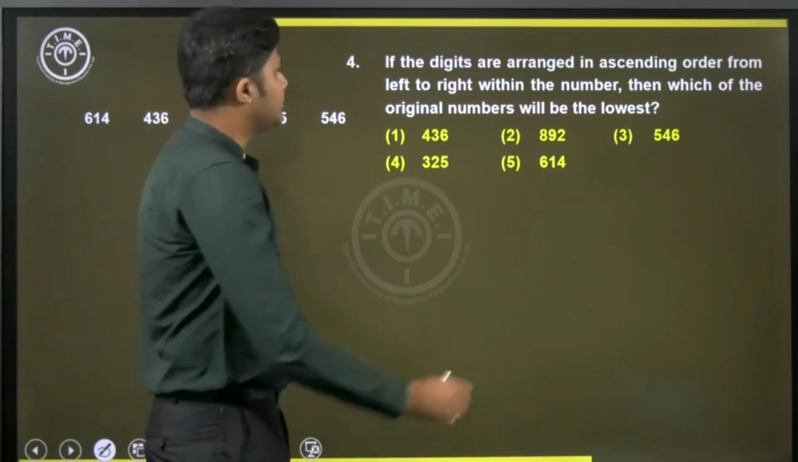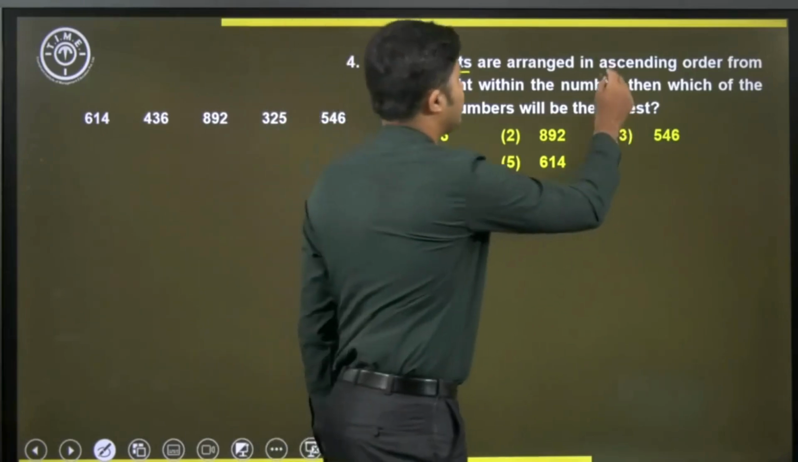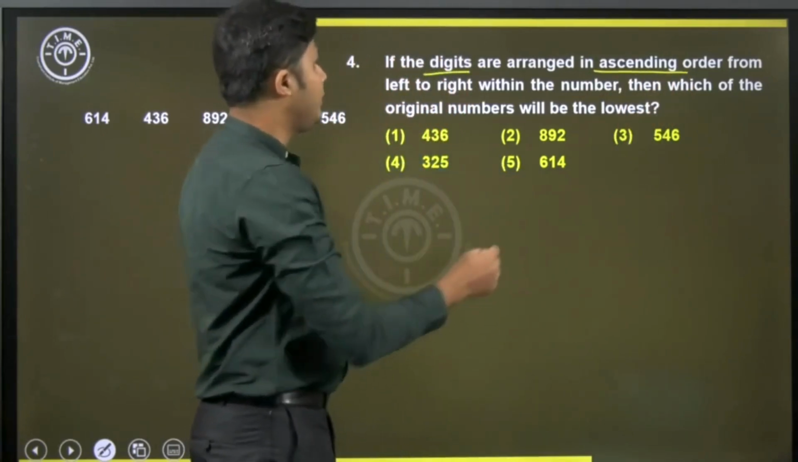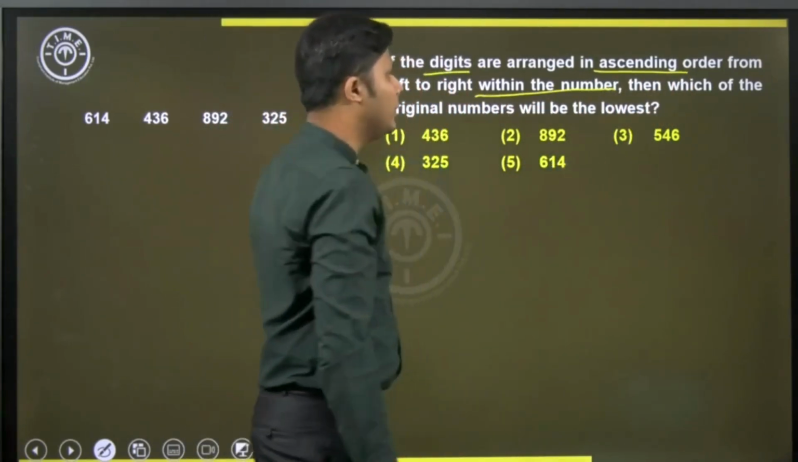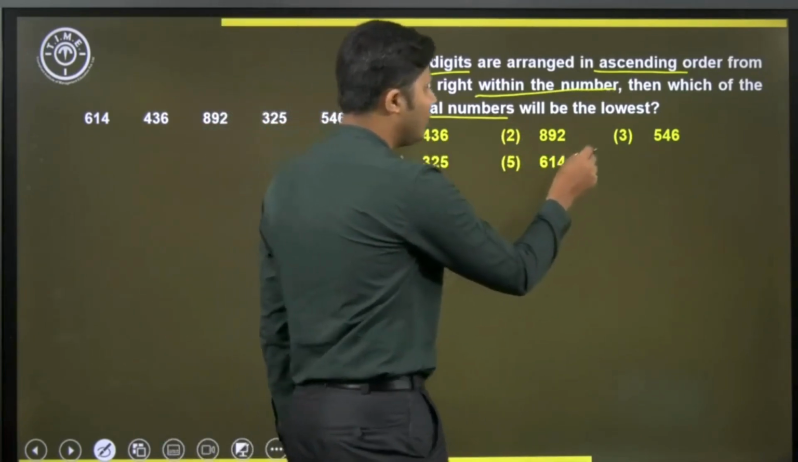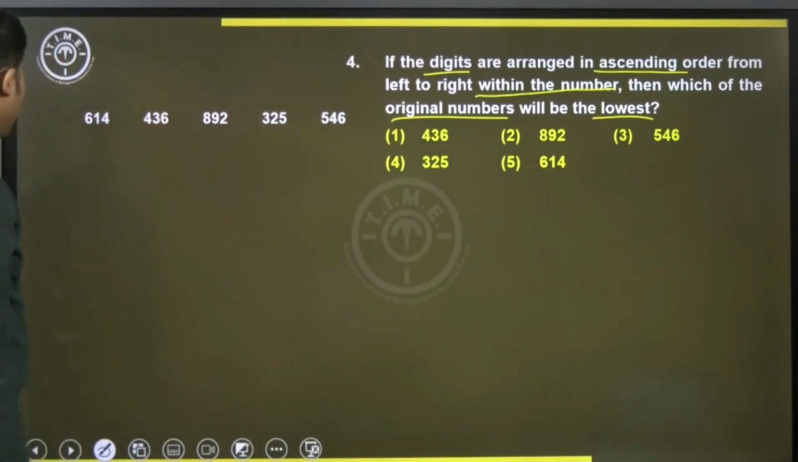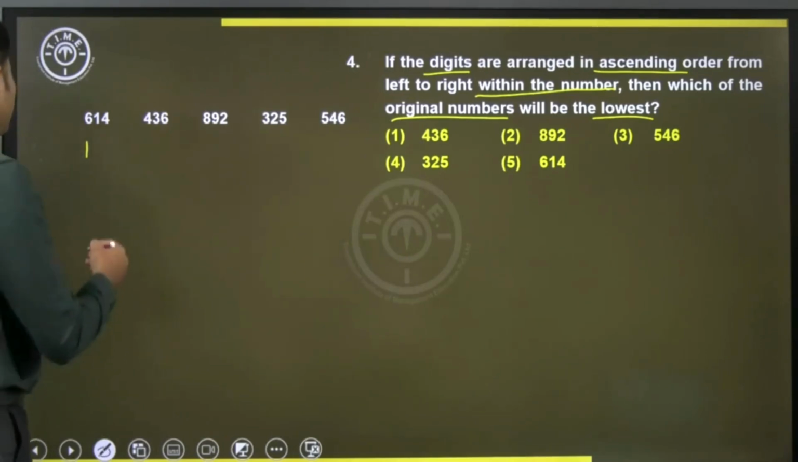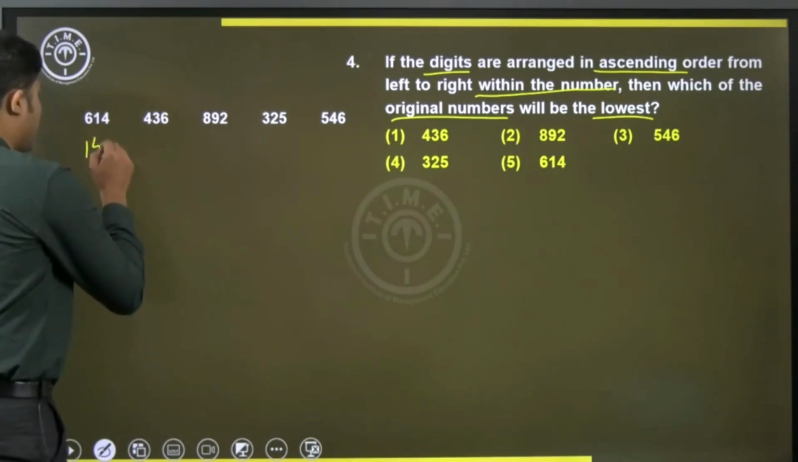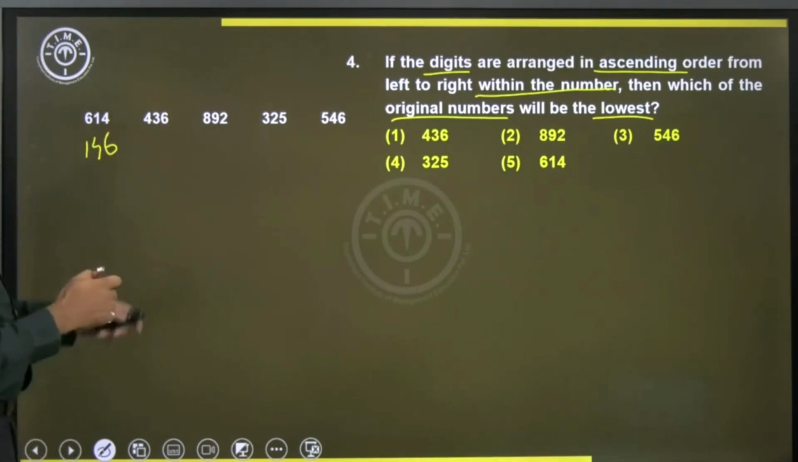If the digits are arranged in ascending order from left to right within the number, then which of the original numbers will be the lowest? So if we check the first number 614, if we arrange it in ascending order from left to right, 614 would be 146.